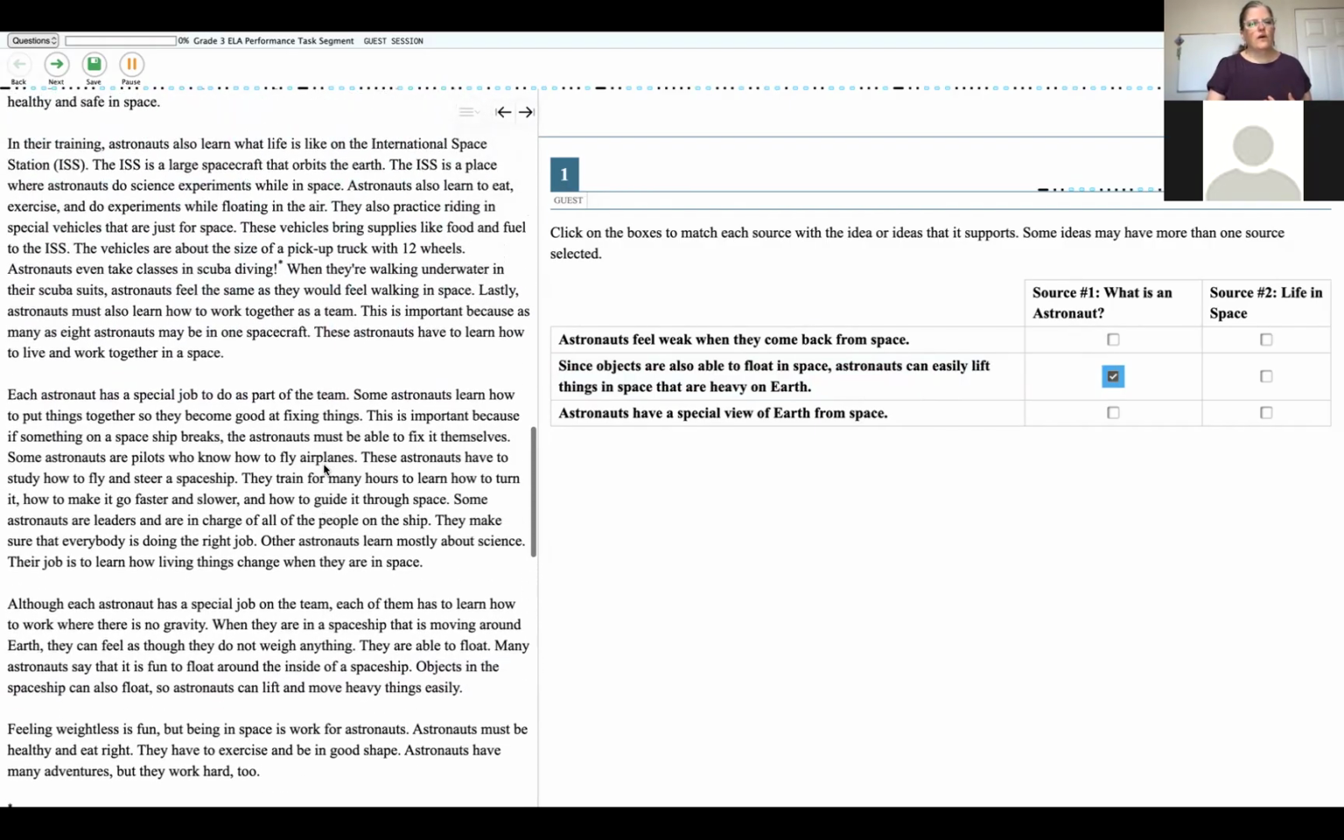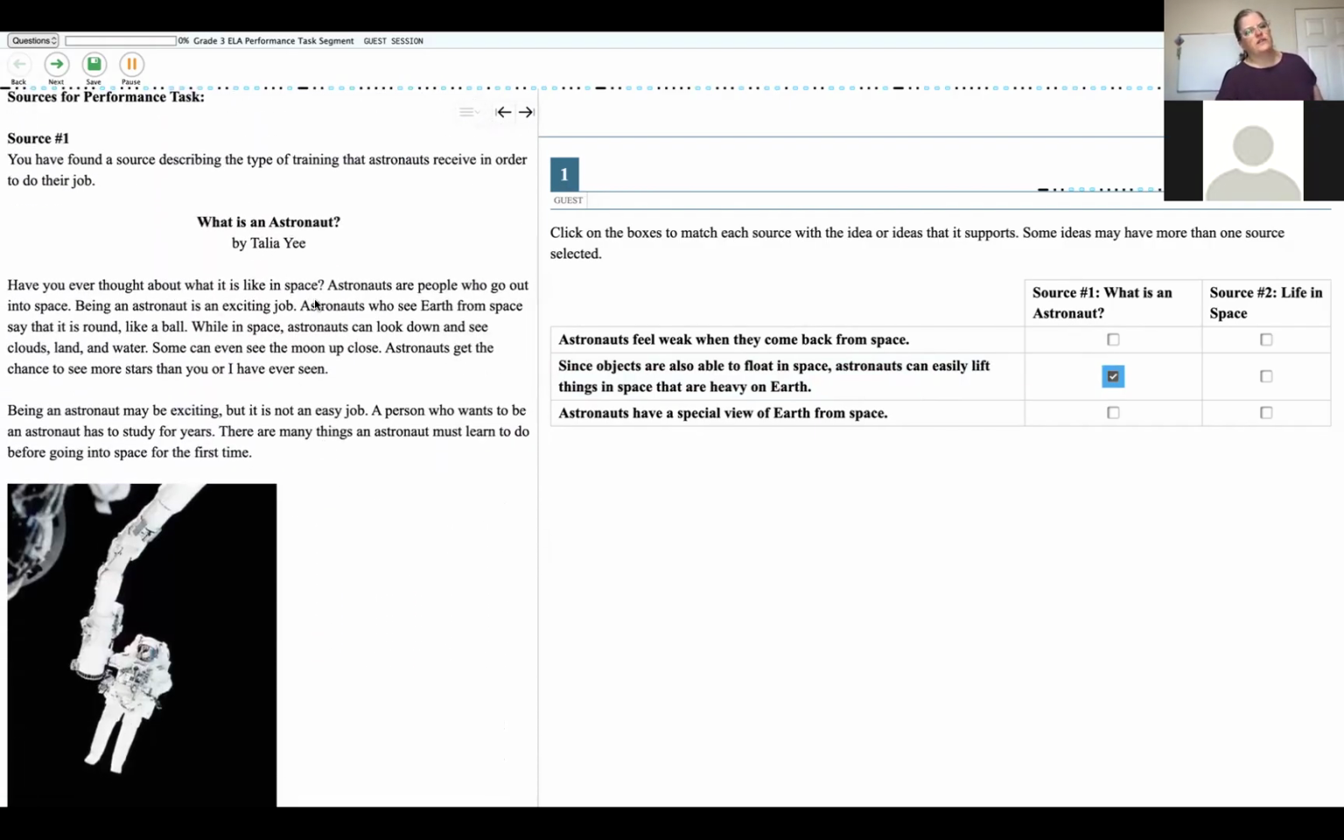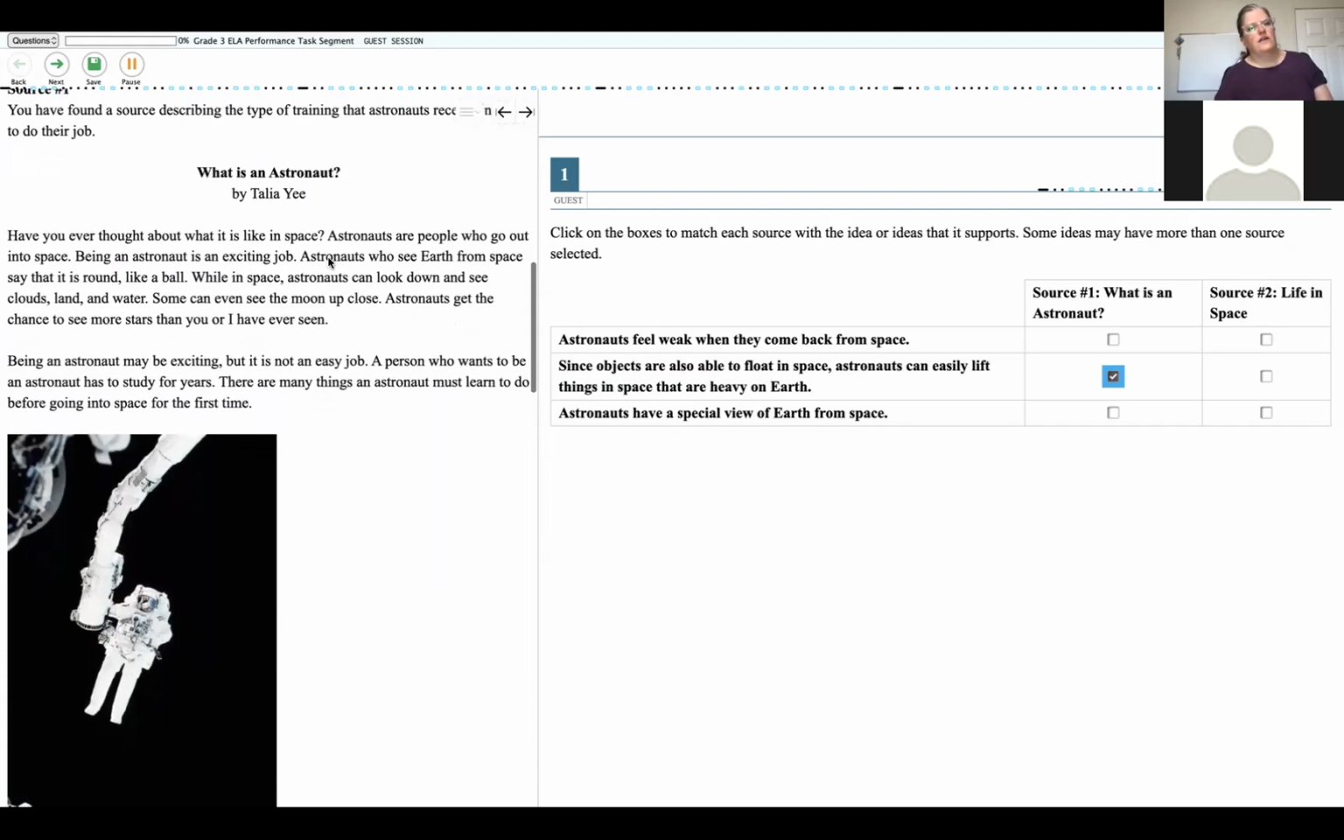Now I'm just going to show you what it's going to look like. We're back on What is an Astronaut. Look at this sentence on this one. Read that blue sentence. Astronauts who see Earth from space say that it is round like a ball. Good. And now I want you to read this sentence. Astronauts have a special view of Earth from space. So see how those are not the exact same sentence, but they are both talking about seeing the Earth from space. So that means that idea is also in source one. So I'm going to click that box because I found it in this one called What is an Astronaut. Does that make sense?